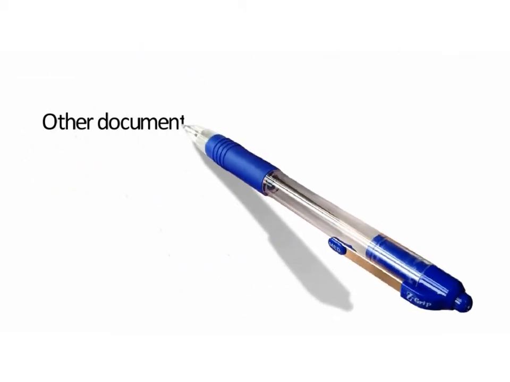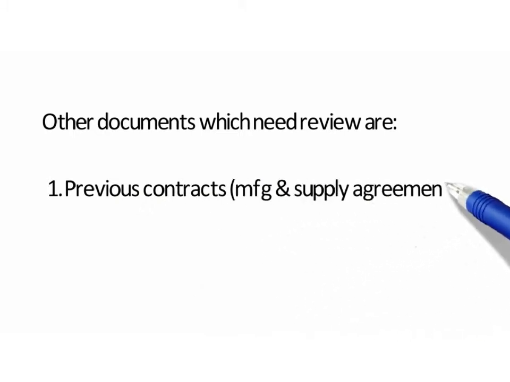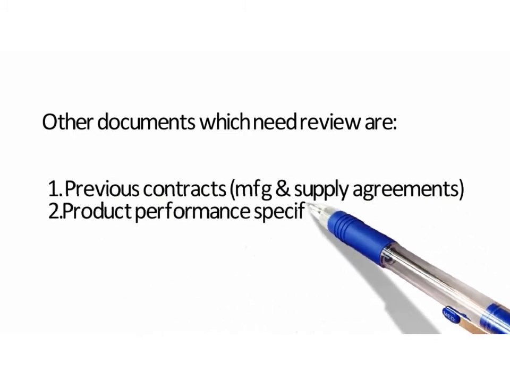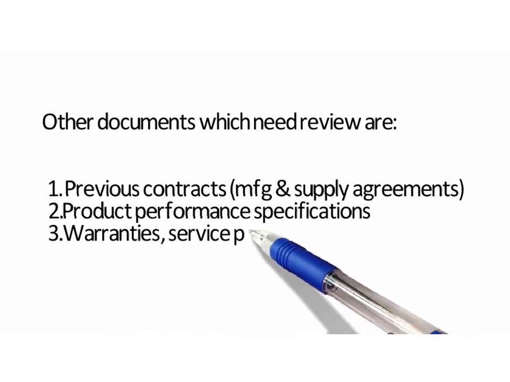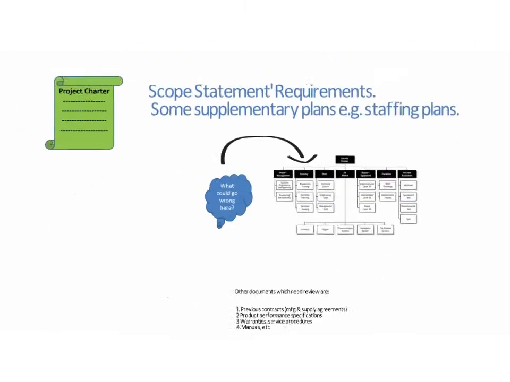Other documents which need reviews are previous contracts, product performance specification, warranties, service procedures, manuals. The quality of plans as well as consistency between those plans and the project requirement and assumptions can be indicators of risk in the project. Weak spot of many organizations is that they do not have thorough reviews at detail level by people that know all details.